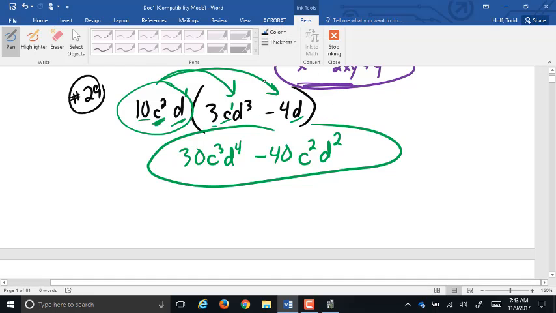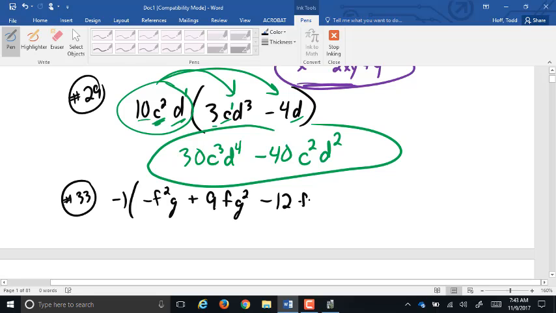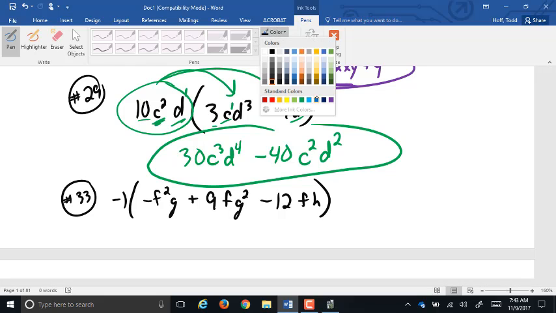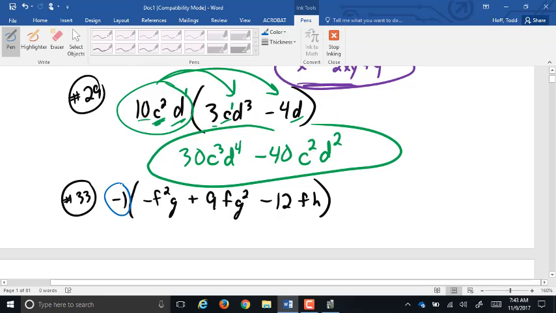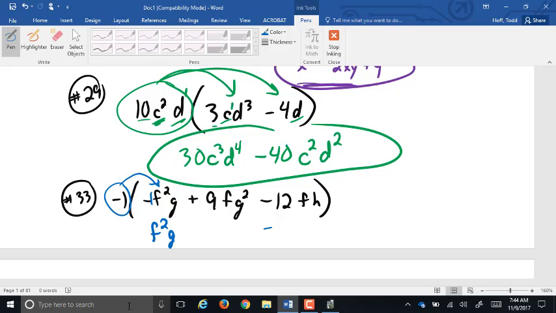Number 33. Okay, so we have this all multiplied by -1. So -1 times this. Negative, think of that as -1. So -1 times -1 is a +1. F squared g. Why didn't I write the 1 in front of it? It's just like having 1 inch or an inch. It's the same thing. X or 1x is the same thing.